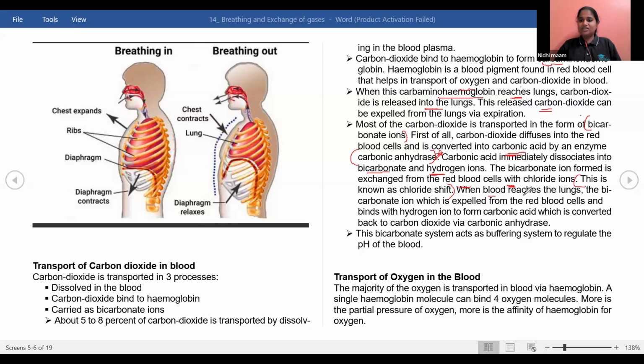So when blood reaches the lungs, the bicarbonate ion which is expelled from the RBCs binds with the hydrogen ion to form carbonic acid, which is converted back to carbon dioxide via carbonic anhydrase.